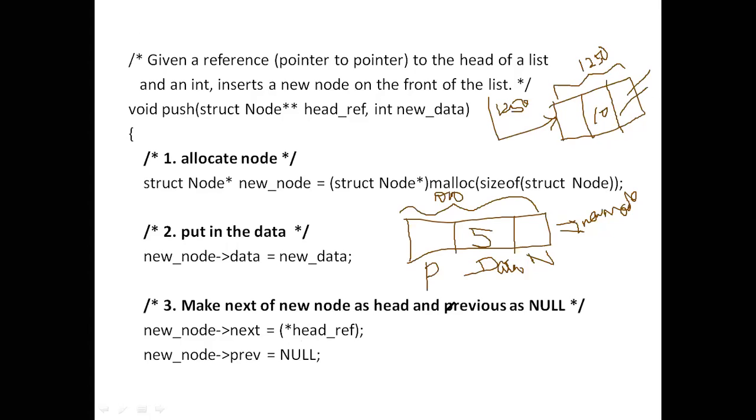So now you tell me. Make next of new node as head and previous as null. Am I correct? Yes, ma'am. So this head address has to be given here. Am I correct? Given to here, so that now the head address I'm going to change. So now this head address 1250 will sit here. Now I have to change this head address. That head address is what now? 1000. And this is what? New node previous is what? Null. Null, ma'am. So now this head address will be changed.